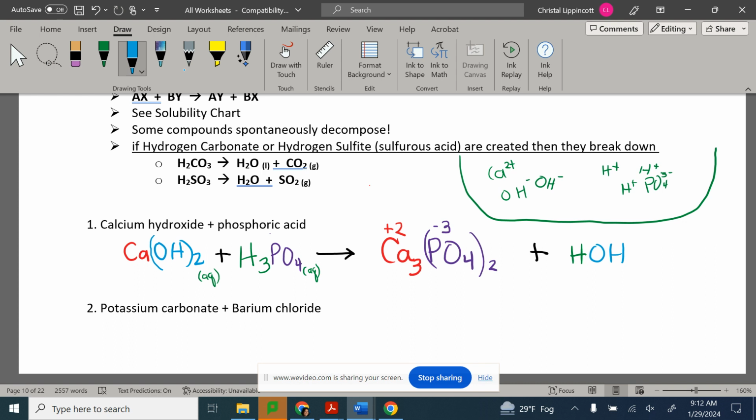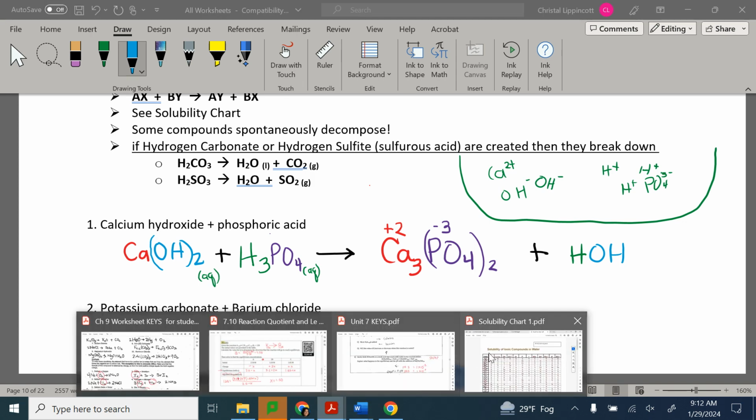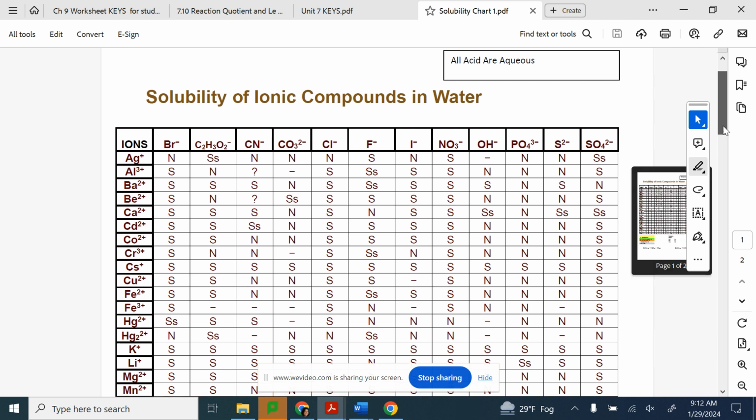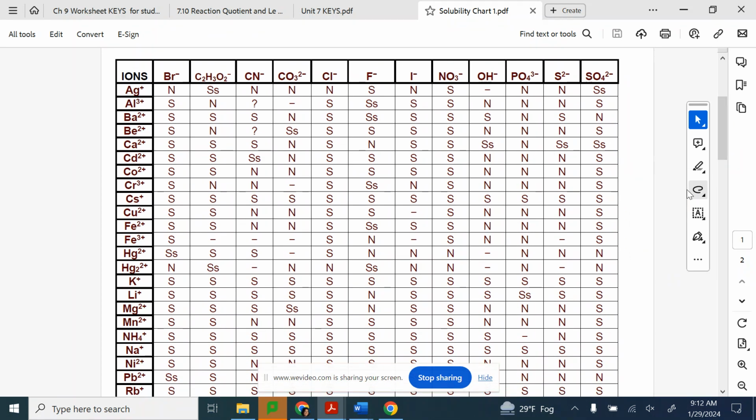All right, so now you have to go to your solubility chart and figure out what this makes. We're going to find calcium and we're going to find phosphate. This works similarly to a multiplication table. So I'm going to find calcium. Calcium is right here. Then I'm going to find phosphate, and figure out where they meet. They meet right here, and that has a big N in there.